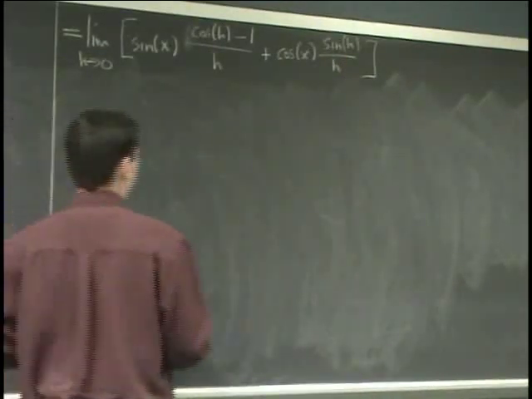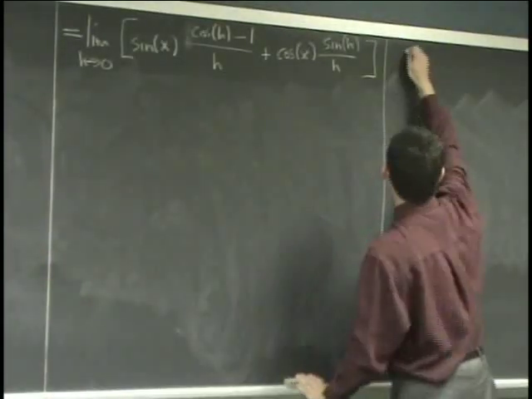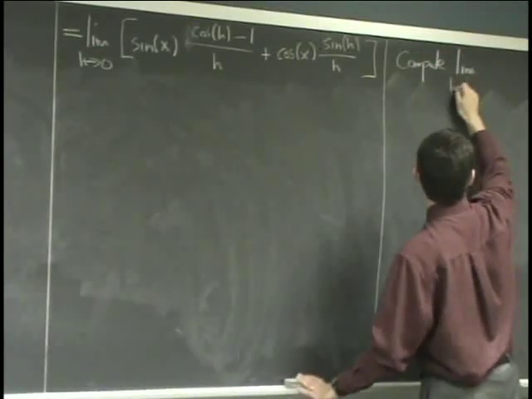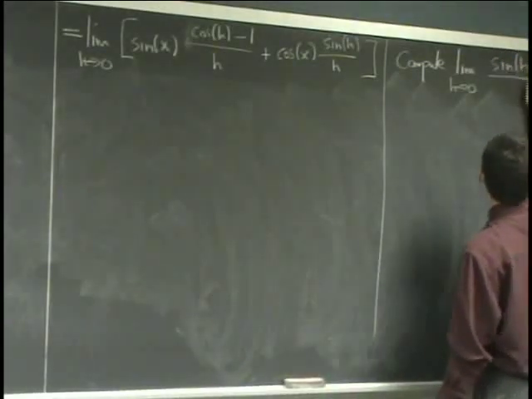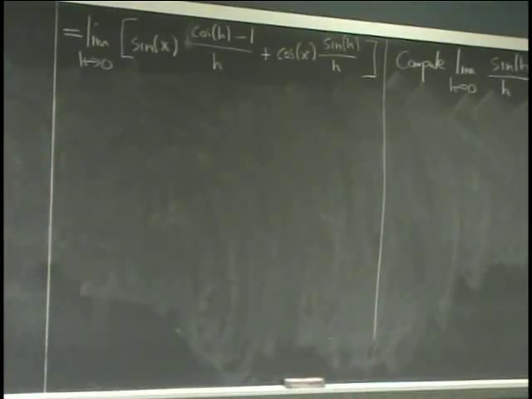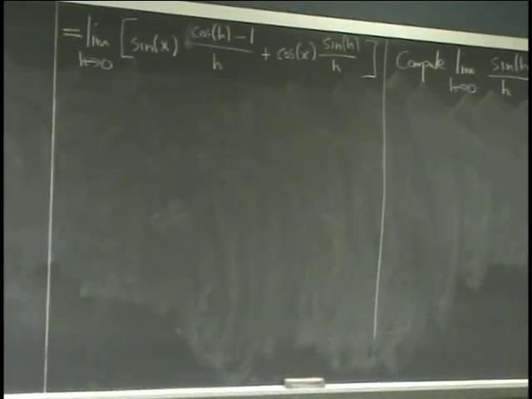So we want to compute the limit as h goes to 0 of sine of h over h. Okay. Well, there's two cases that you have to deal with, of course, whenever you're computing a limit. When it's a two-sided limit, you have to compute what? Both left and right. The one-sided limits.